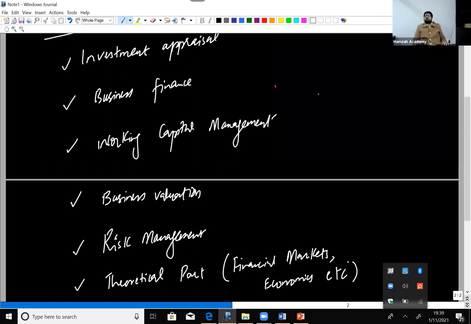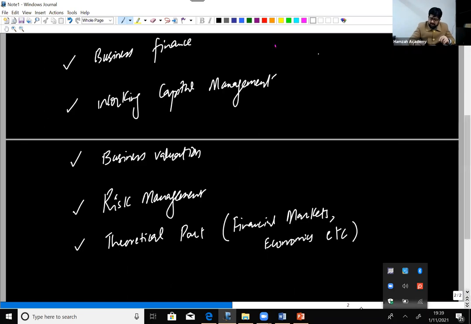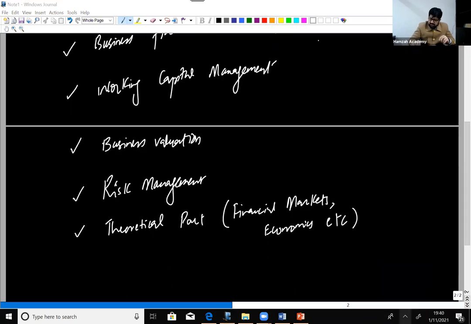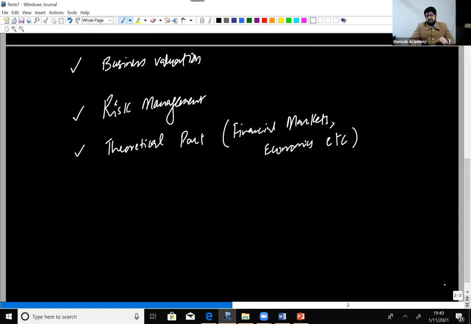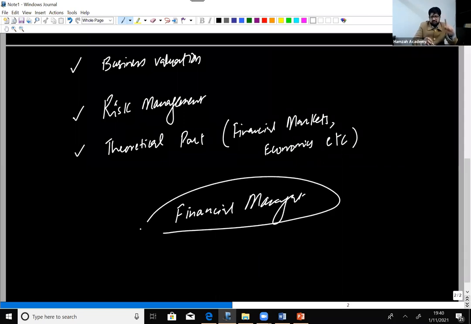Now the problem here is that the majority of students who go for F9 consider it a calculation-based paper. So this should be clear from day one that financial management, F9, is not calculation only. Yes, calculations are there, but there is too much theoretical discussion, a big area about theories.